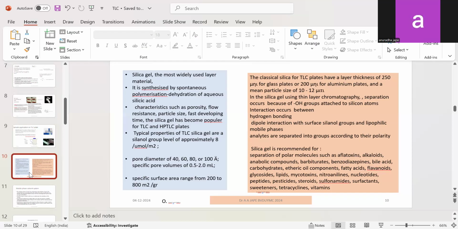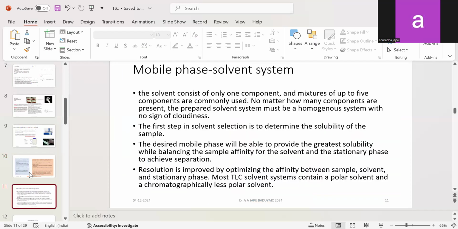Generally, silica gel is recommended for separation of polar molecules. Say, examples like lipids, glycosides, peptides, steroids, surfactants, or vitamins also can be separated. Fatty acids can be separated. Bile acid components can be separated. Aflatoxins can be separated by TLC, and so on and so forth.